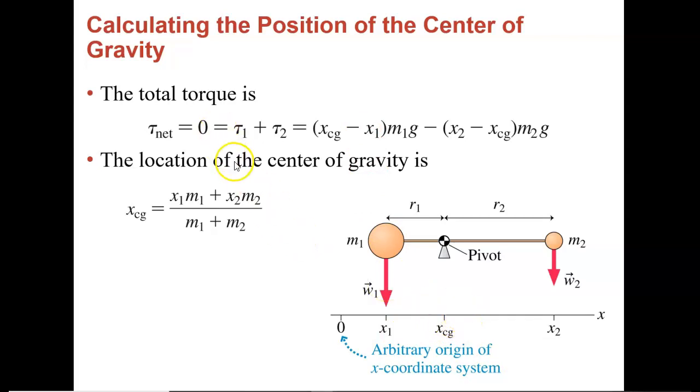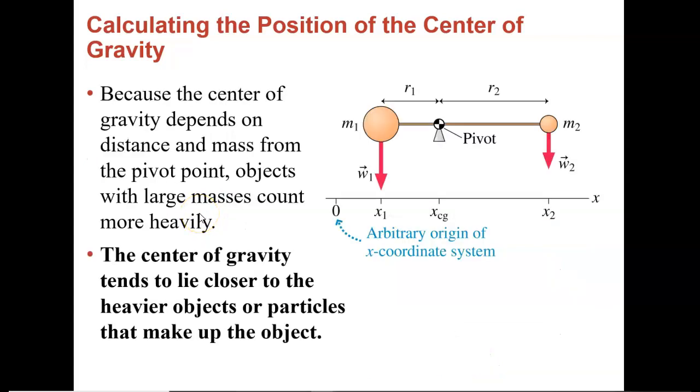So the location of the center of gravity then is found by this equation, and you're going to want to write down this equation for the center of gravity because it's a big important thing. The location of the first one times its mass plus the location of the second one times its mass, divided by the sum of the masses. It gets you your center of gravity. This is an important equation. Okay, so because the center of mass depends on the distance and the mass from the pivot point, objects with large masses count more heavily, so it moves the pivot point closer to them.